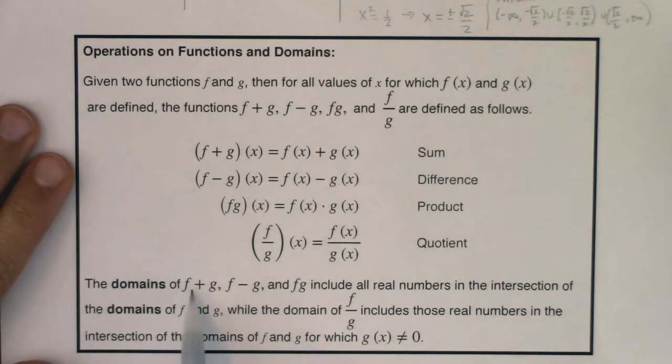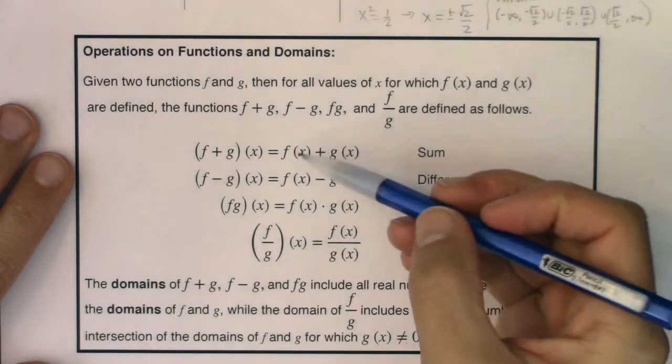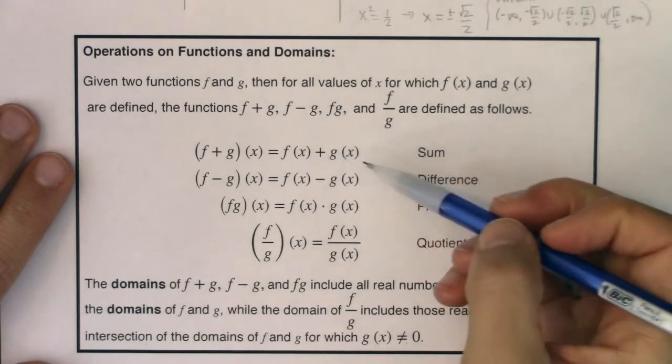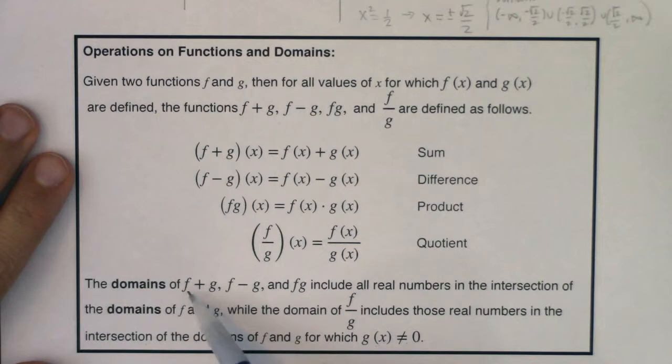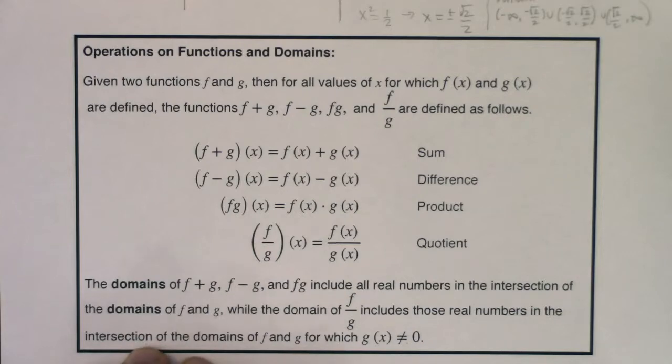All right, and here we go. The domains of f plus g, f minus g, and fg include all real numbers in the intersection of the respective domains. But the domain of f in ratio to g includes those real numbers in the intersection of the domains, and on top of it, the denominator cannot be equal to 0. So what that means is you need to evaluate your individual functions for their domains. If you're adding, subtracting, or multiplying those functions, you'll look for where the domains of f and g overlap. You'll do the same thing for the quotient of f and g, but you'll also need to make sure that the denominator never zeroes out. And we'll practice this when we get into composition of functions.